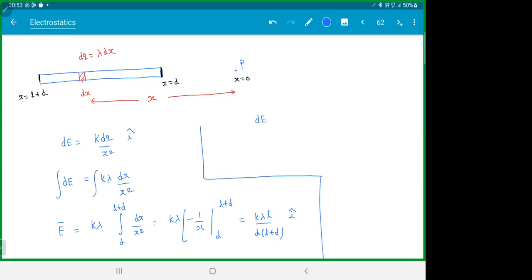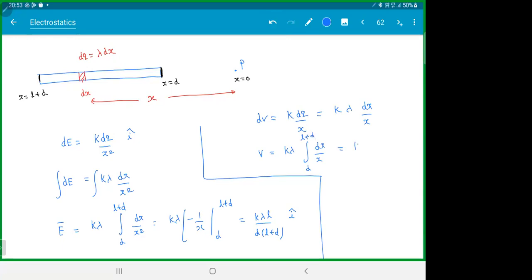Potential has the same logic. The potential formula is k dq by x, kq by r. There is no direction. So this will be k lambda dx by x. This is the small potential. The potential will be k lambda integral dx by x. Limits will go from D to L plus D.